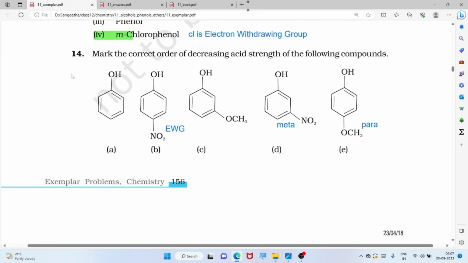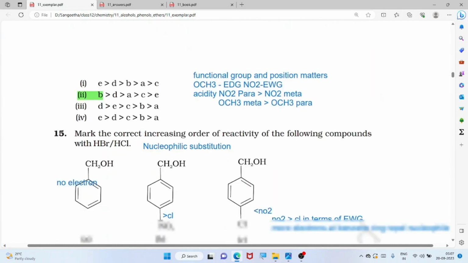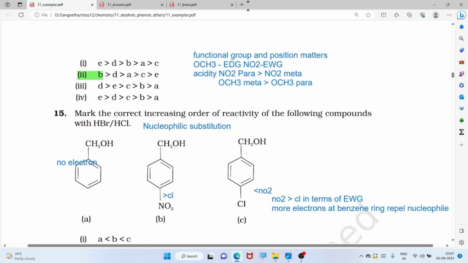Mark the order of decreasing acidic strength. Decreasing acidic, then the more acidic will come first. So this is more acidic among these two nitro groups. The nitro in the para position will be more acidic than the meta position. First this, then this, then this; these are all electron releasing groups, so more electron releasing means less acidic. CH3 is an electron donating, releasing group, NO2 is an electron withdrawing group. Then the para position will be more acidic than the meta position.